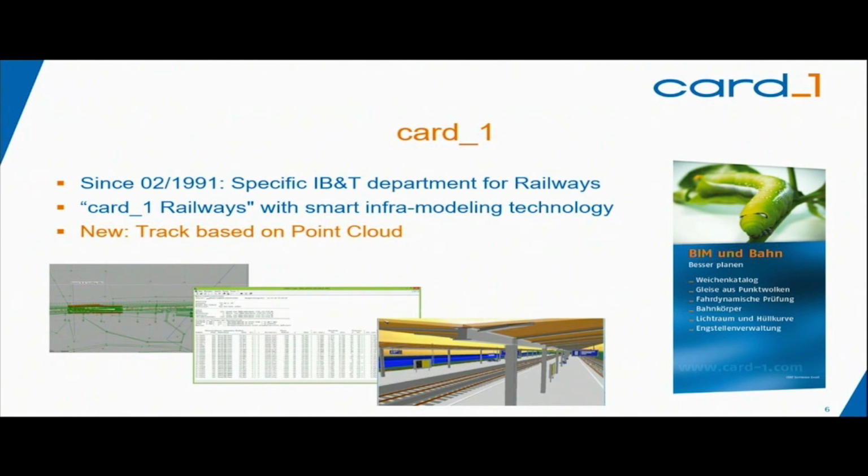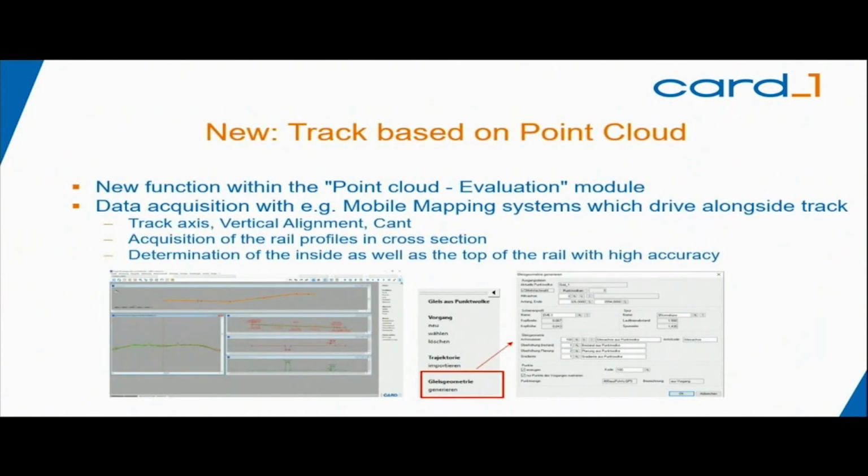Today, I will also introduce you to a new feature. It's not a module. For your information, CAD1 is a modular system, so we can specify and individualize the workstations according to your needs. And this is not a new module, it's a new functionality called track based on point cloud. The track based on point cloud is within the point cloud evaluation module, and with that you can integrate point cloud data to get track data and track geometry.